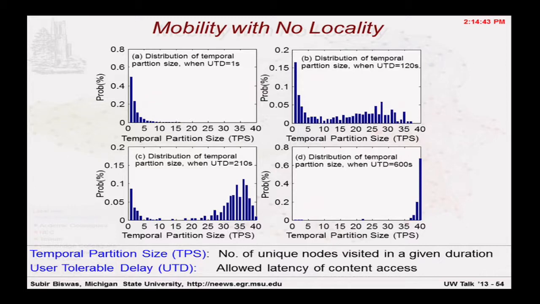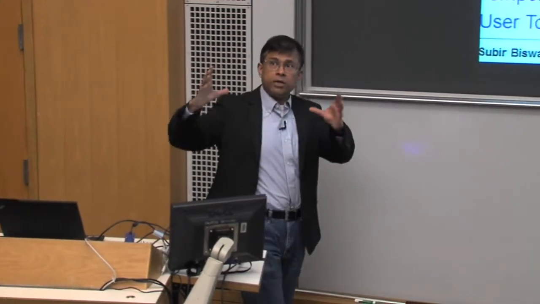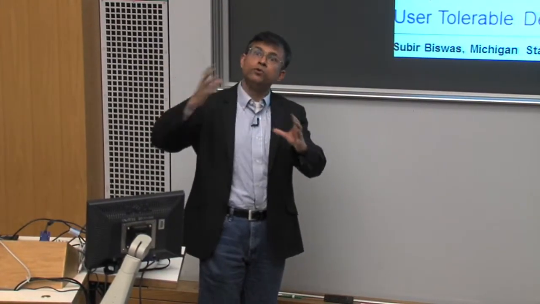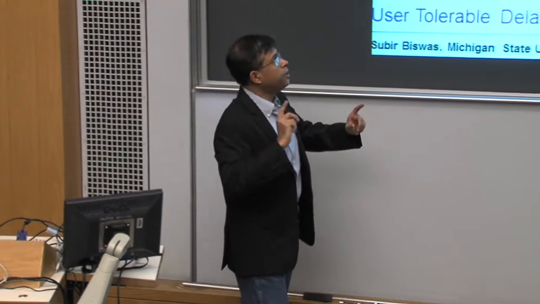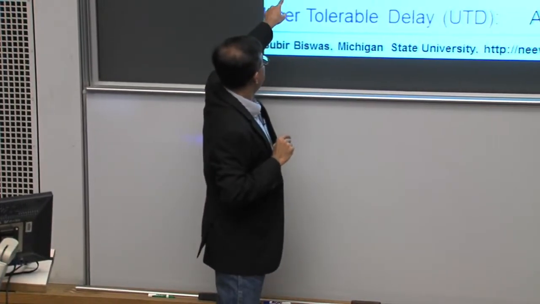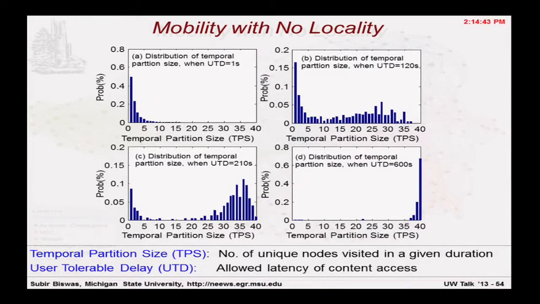So you don't have any locality. You have a certain number of nodes. They're moving around, and they're seeing each other. So what we came up with, we thought, okay, let's do the following. We use the exact same policy that we used for the optimal case, but now the network size was a parameter that we used in our previous equations. Now for the network size, we use this thing called temporal partition size, or TPS.